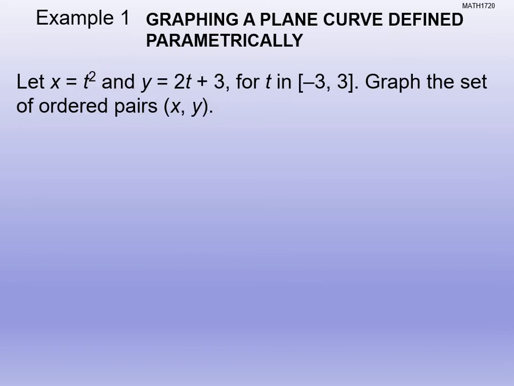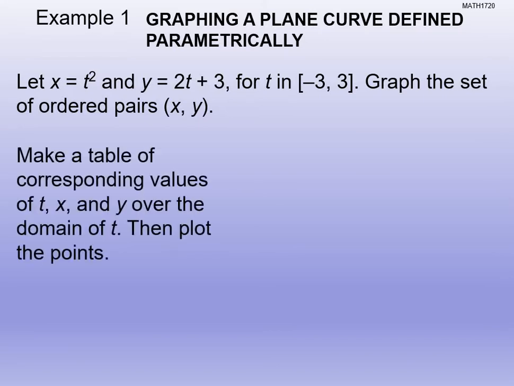So we have the function x equals t squared, and we have the function y equals 2t plus 3. We're going to graph it for t on the closed interval, -3 to 3. And we're going to graph all the sets of the ordered pairs for x and y when we do this. So we're going to be substituting in values for time, and we're going to be getting out ordered pairs in terms of x and in terms of y.